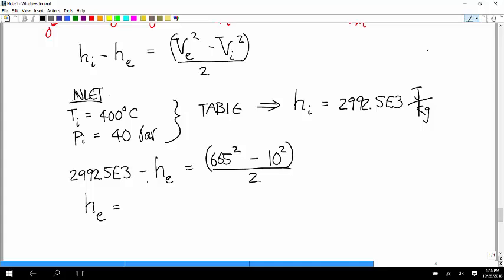Whoops. Sorry, I read the wrong part here. So the enthalpy here at the inlet, if you look it up in the table, it gives you 213.6 times 10 to the third. So change that equation too. Then what you calculate at the exit is the one that I gave you before. So the enthalpy at the exit is 2992.5 times 10 to the third joules per kilogram.